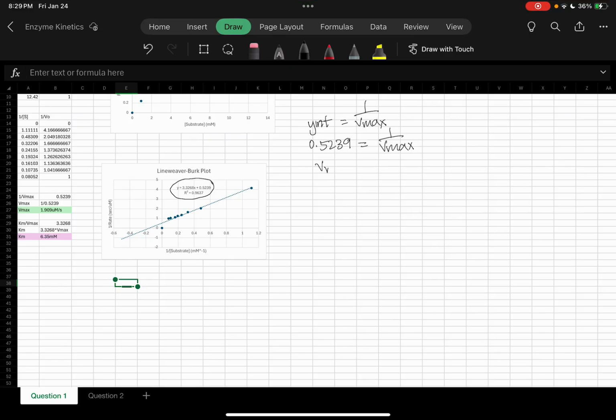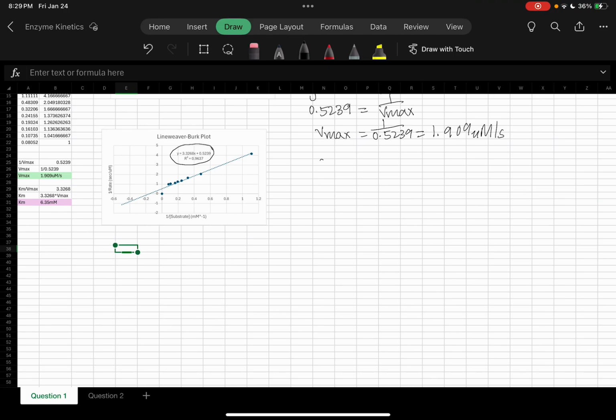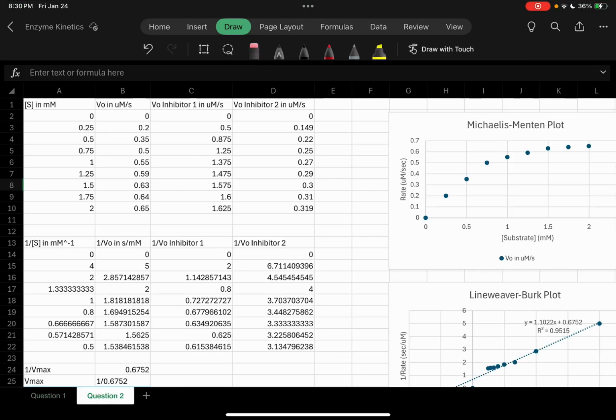When you rearrange the equation, you get that Vmax is equal to 1 over 0.5239, which becomes 1.909 micromolar per second. And for our Km, using the equation, we know that the slope is equal to Km over Vmax. Our slope, according to the equation, is 3.3268, which is equal to our Km over our Vmax, which is 1.909. When you rearrange the equation again by multiplying both sides by 1.909, you get that our Km value would be 6.350 millimolar.